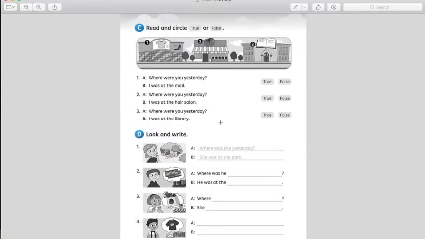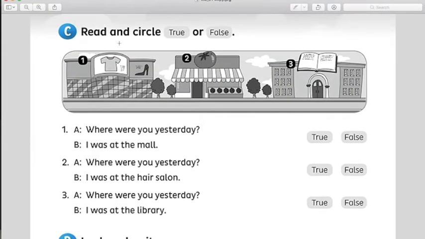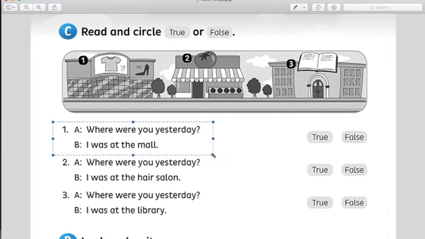All right, so this is page 25. Still the same lesson, lesson 1, unit 3, places in town, exercises. So let's look at letter C. Letter C says, read and circle true or false. So we have to look at these pictures, read the sentences, and decide if it's true, correct, or it's false. It's wrong. So for number 1, it looks like this is the mall, right? So let's look at the picture. It looks like it's the mall. So let's read the sentence.